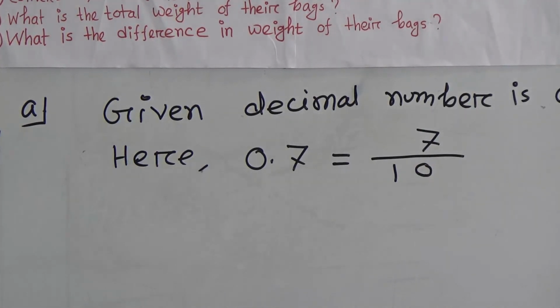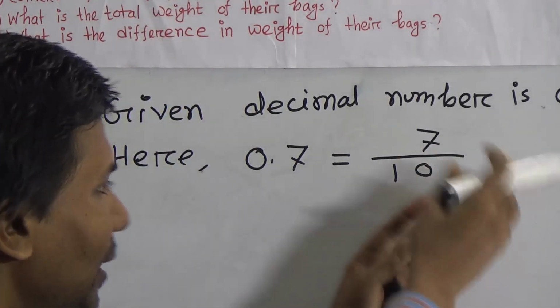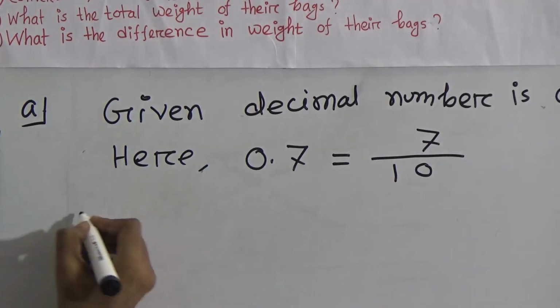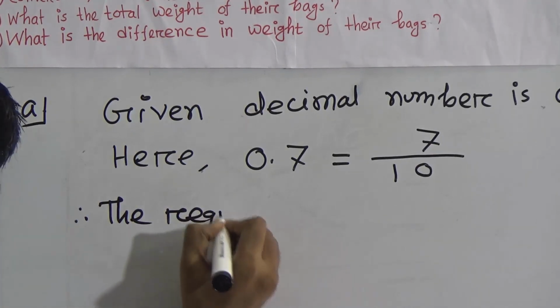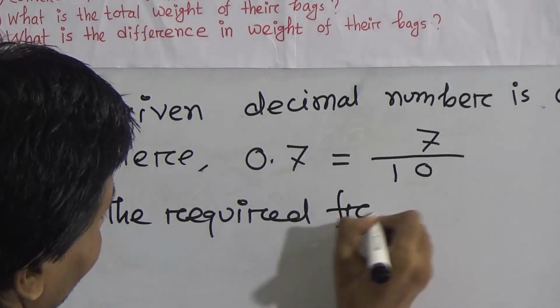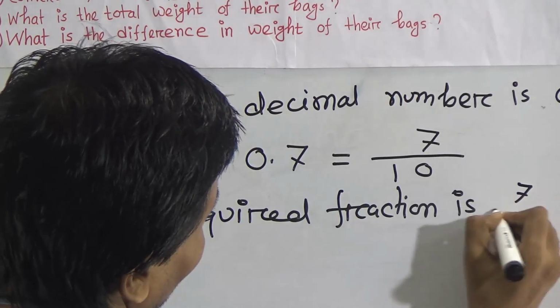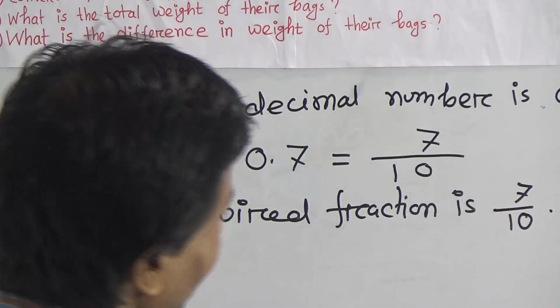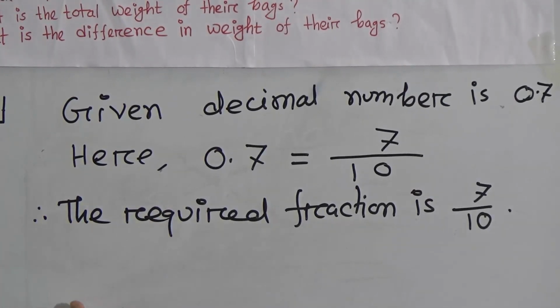So you see the question number A, convert 0.7 into fraction. So 7 by 10, this is the fraction. Now write here the answer. The required fraction is 7 by 10. Dear student, remember, if you write the required fraction or required value, then no need to write again the answer. Required fraction is enough.